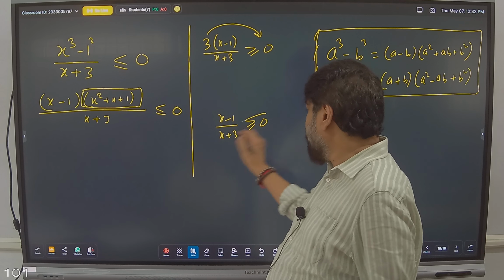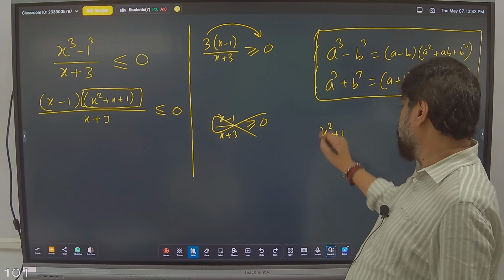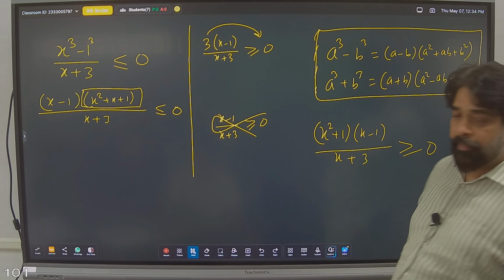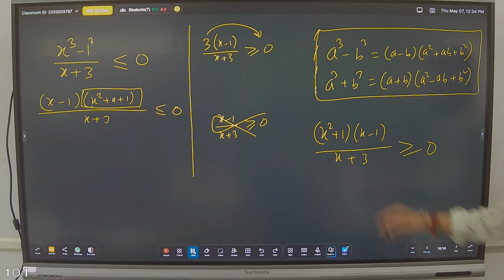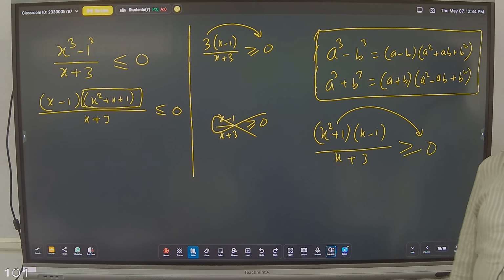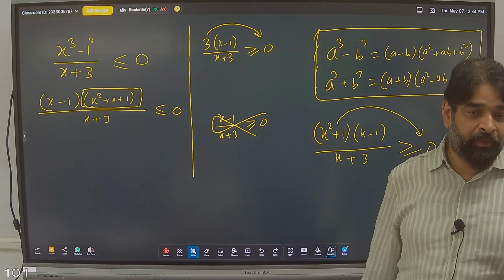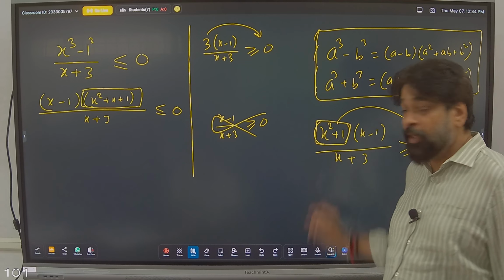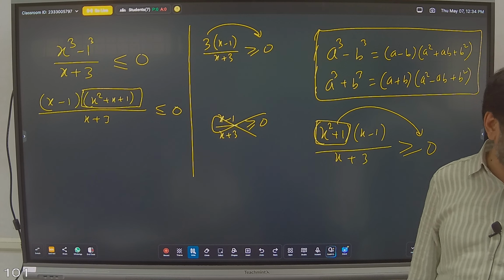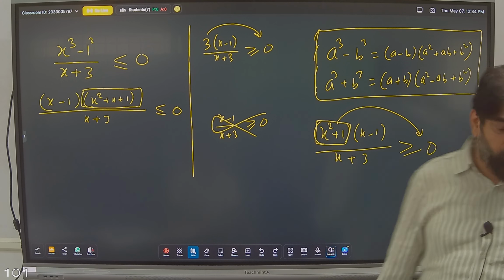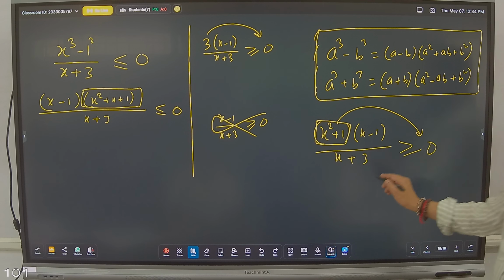Let me tell you another way. If I have to solve this question, I can throw this to the other side. Think why? x square is always a positive quantity. x square plus 1 is always bigger than 1, so it will always be positive. If it's always positive, inequality says, if you are not going to change your sign, you are useless for me. You can throw it to the other side. Means this question can be written this way.